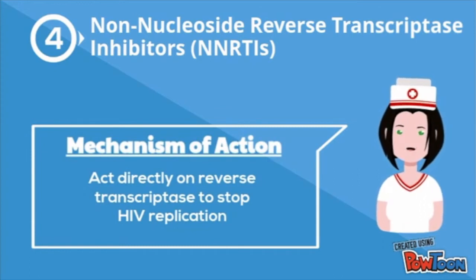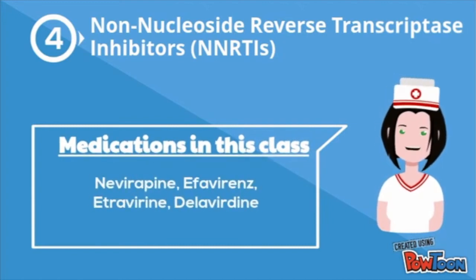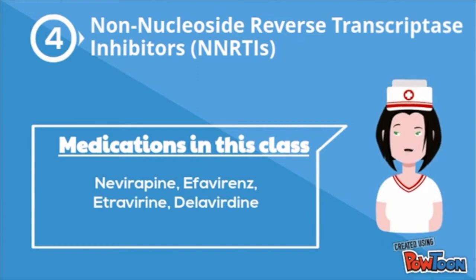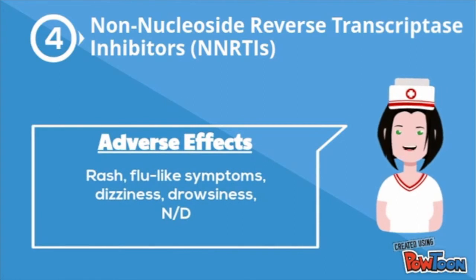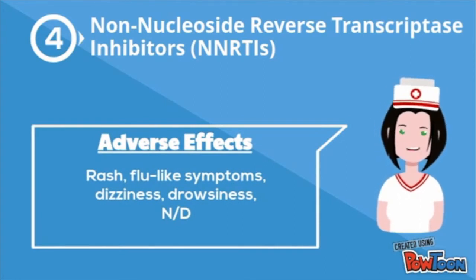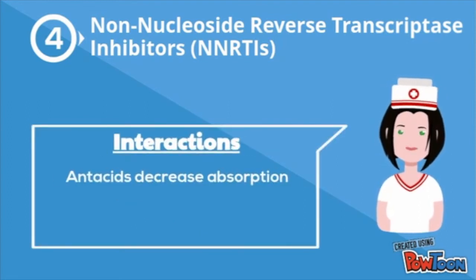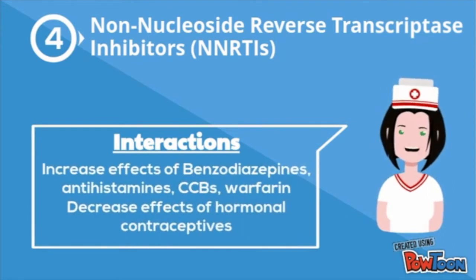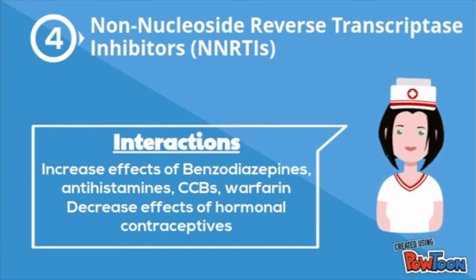NNRTIs act directly on reverse transcriptase to stop HIV replication. Medications in this class include nevirapine, efavirenz, etravirine, and delavirdine. Adverse effects include rash, flu-like symptoms, dizziness, drowsiness, nausea, and diarrhea. It is contraindicated in those with severe liver disease, kidney disease, and those who are pregnant. Antacids decrease the absorption of NNRTIs. NNRTIs increase the effects of benzodiazepines, antihistamines, calcium channel blockers, and warfarin, and they decrease the effects of hormonal contraceptives.